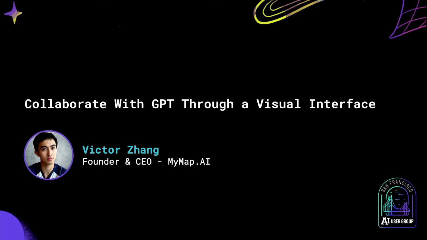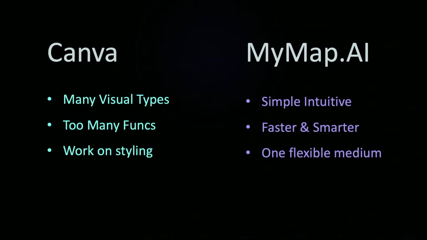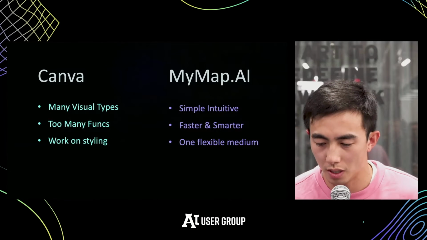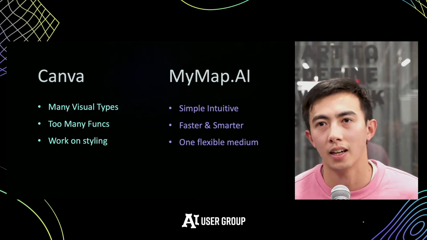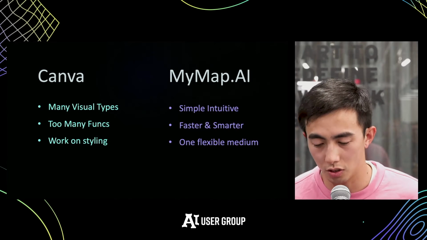So a quick comparison with Canva: say you are making a presentation on Canva or on MyMap. We try to streamline the process of brainstorming. You do not need to figure out which visual types you want to choose. You simply hand over the prompts of what you like, and we act as the AI assistant that solves your needs.